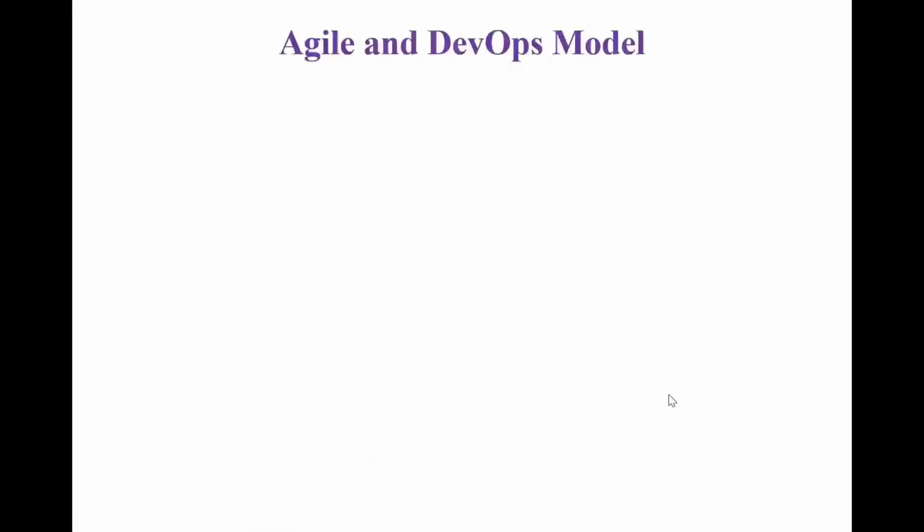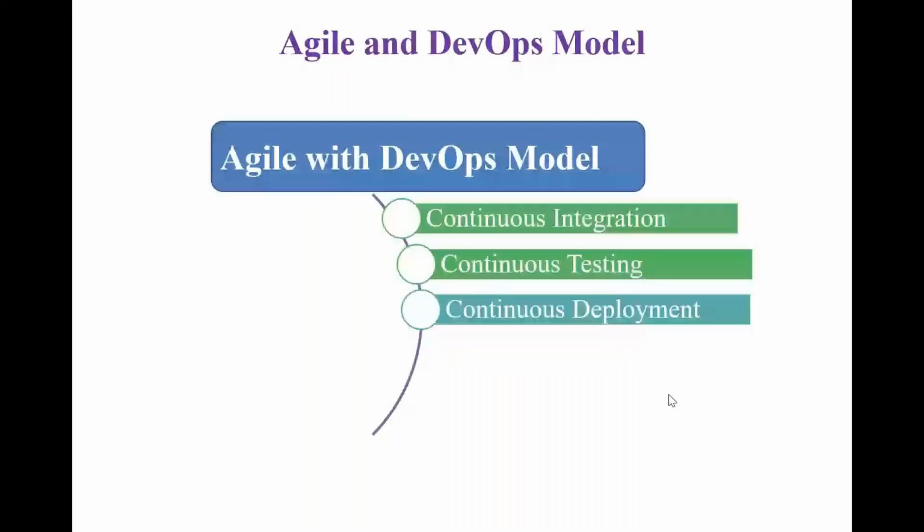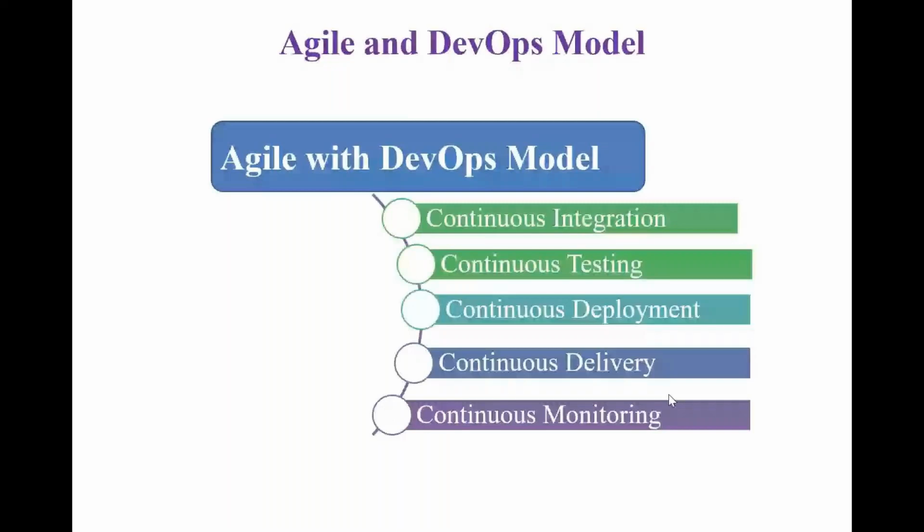Okay, finally, if you conclude about the Agile and DevOps process model, what are the main activities we are expecting? Integration, testing, continuous deployment, continuous delivery, and continuous monitoring. These are the main five principles that we are concluding.